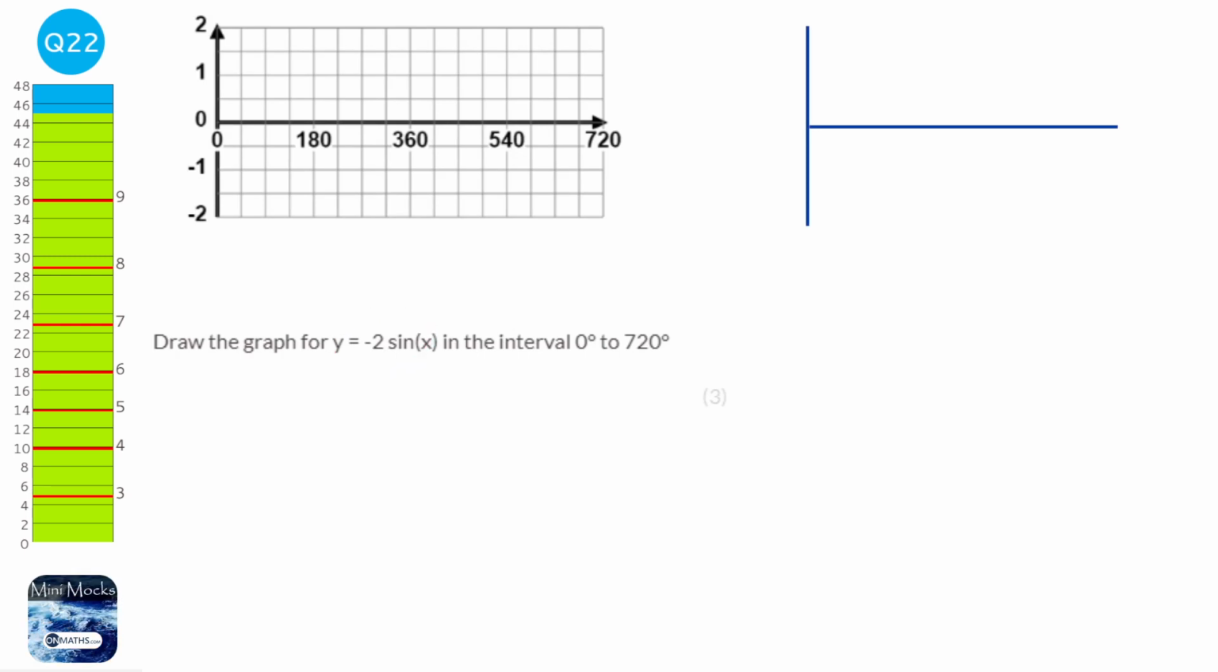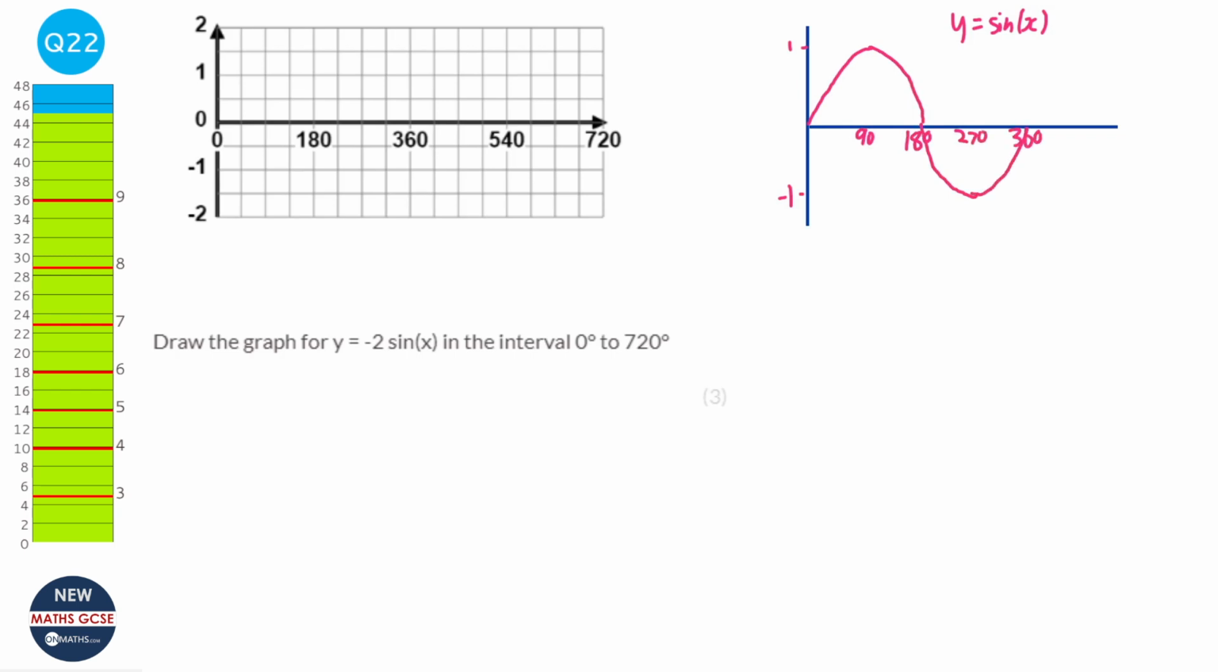So it's always good to remind yourself what a y equals sine x graph looks like, and it fluctuates between 1 and minus 1, and it goes up first of all at 90, goes back down at 180, down to minus 1 at 270, and then back up at 360. So it's just a simple sketch to help us figure out what's going on with the transformed one.